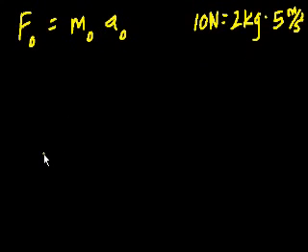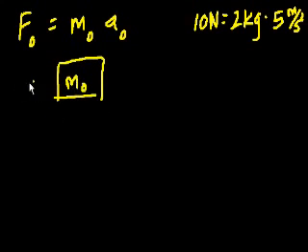And let's say the problem tells us that when I put another mass with this first mass, so let me draw this diagram. Here's my mass, m sub 0. When I apply a force of f sub 0 to it, I get an acceleration of a sub 0.